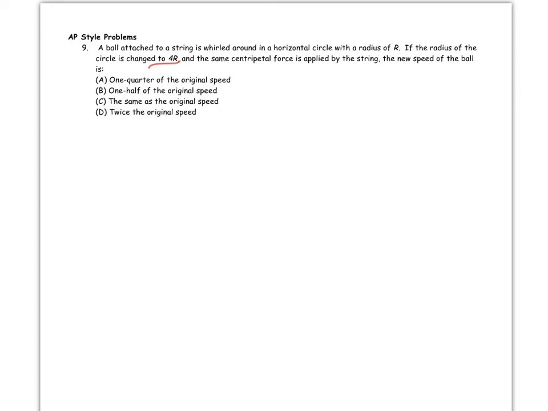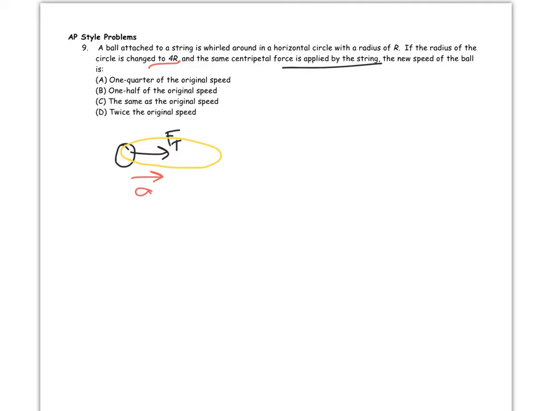So this is one where we're going to set up our original situation and also our new situation. In this case, we're thinking about the centripetal force being applied by the string, or our tension force, and we know that that stays the same. So I'm going to imagine the ball going around in a horizontal circle, and we have that inward force of tension, which ultimately leads to our inward acceleration. Now there's probably some vertical forces here as well, but I'm not really concerned with those in this situation.